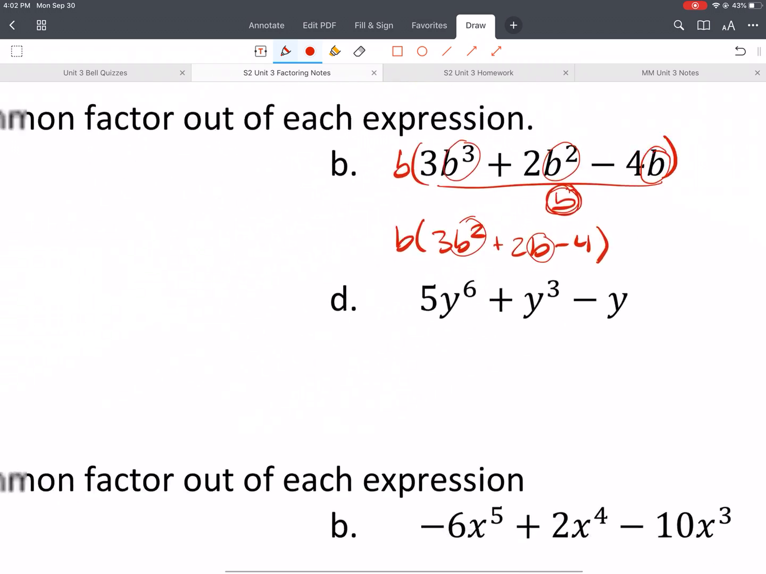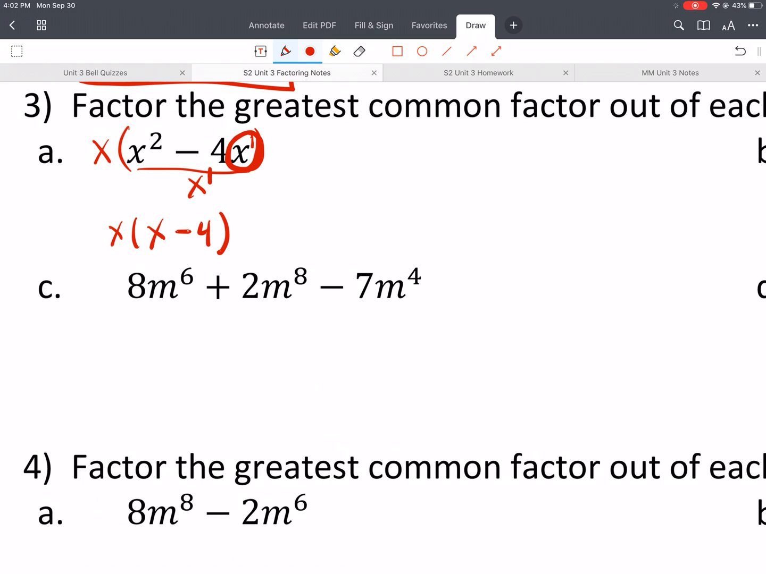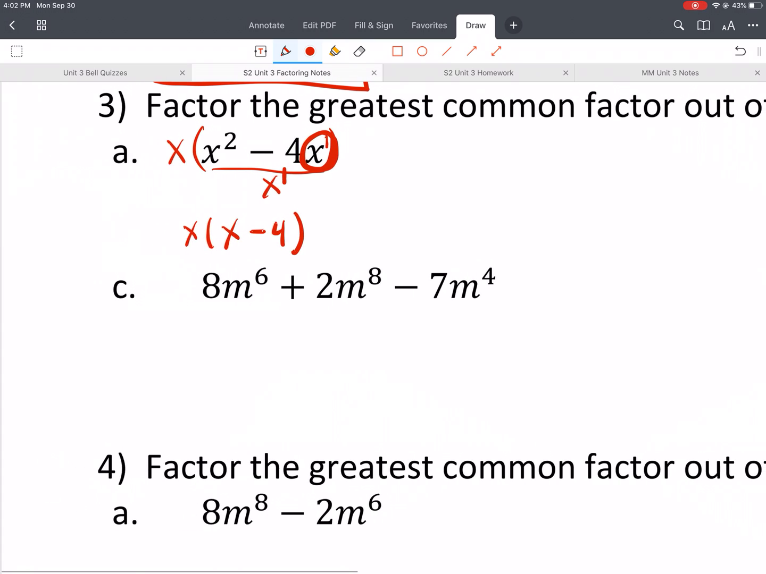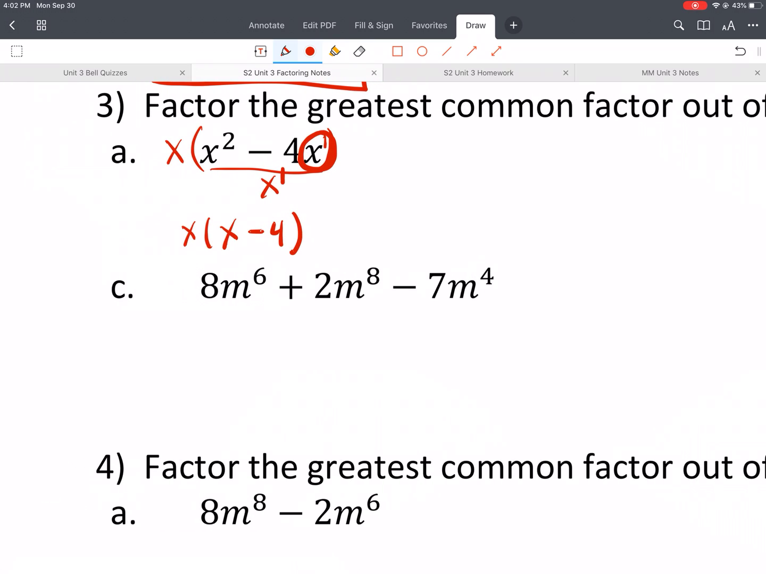All right, C, same sort of deal. We can't factor out a number. There are no numbers that would divide 8, 2, and 7, except for 1, which doesn't really help us. For variables, we always have to have things in standard form. So this C is not in standard form. We would want to do 2m to the 8th first, and then plus 8m to the 6th minus 7m to the 4th. Once we have that, then we can go and factor out the GCF.